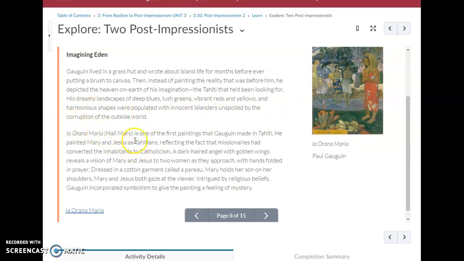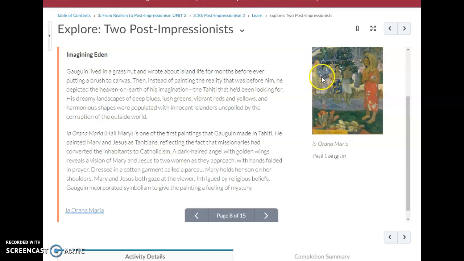La Orana Maria, Hail Mary, is one of the first paintings that Gauguin made in Tahiti. He painted Mary and Jesus as Tahitians here, reflecting the fact that missionaries had converted the inhabitants to Catholicism. A dark-haired angel with golden wings reveals a vision of Mary and Jesus to two women as they approach, with hands folded in prayer. Dressed in a cotton garment called a pareu, Mary holds her son on her shoulders. Mary and Jesus both gaze at the viewer. Intrigued by religious beliefs, Gauguin incorporated symbolism to give the painting a feeling of mystery.